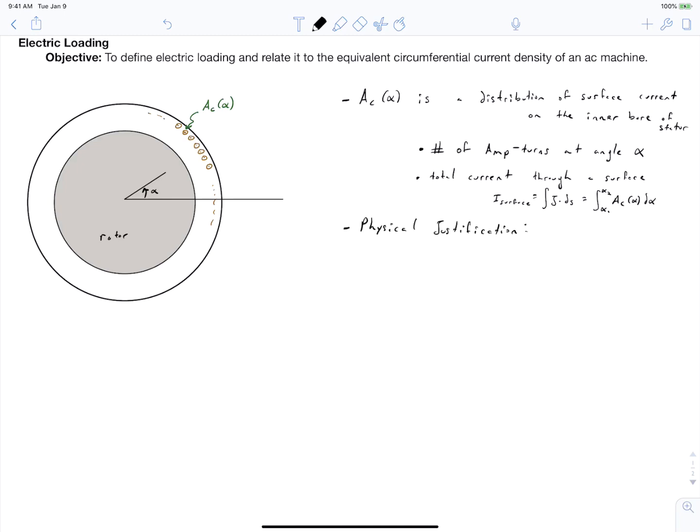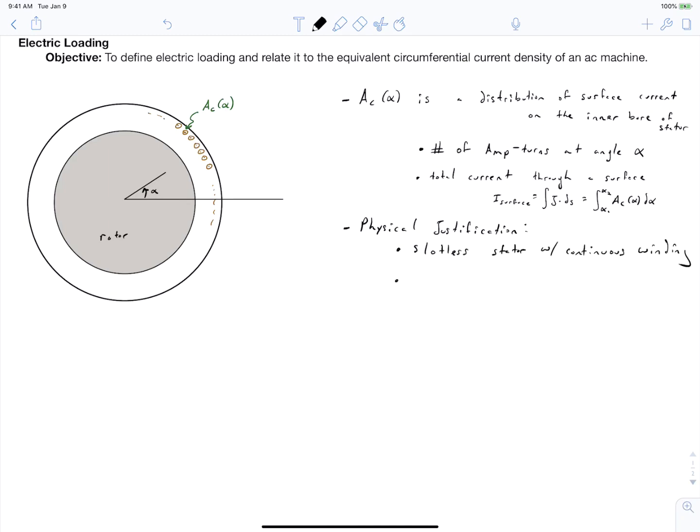Well, you can imagine two situations where this is valid. The first is a completely physical system where you actually have a slotless stator, and you have exactly what I've drawn here. If you have a slotless stator, oftentimes you will put on the inner bore of your stator a woven mat of conductors. So it'll be a continuous distribution of conductors that are very thin and literally glued onto the stator. And so in that case, you would actually have this continuous distribution of amp turns on the inner bore of your stator.